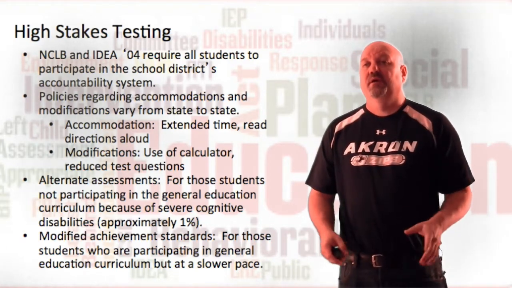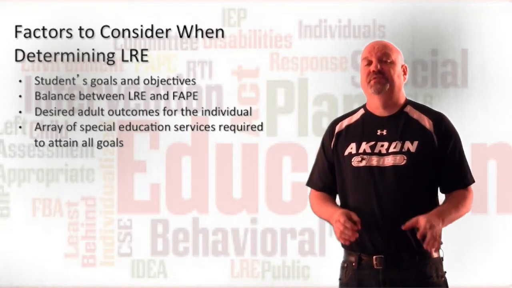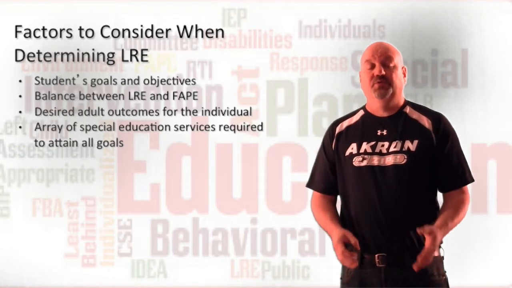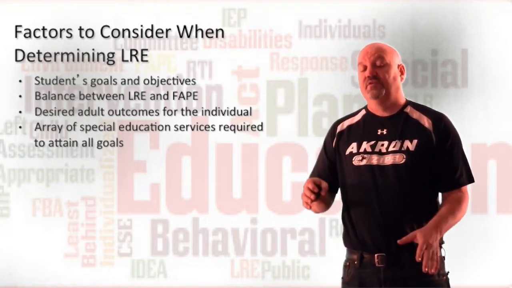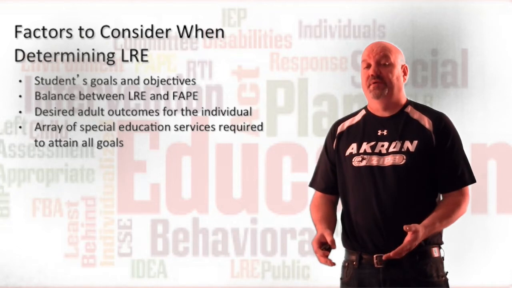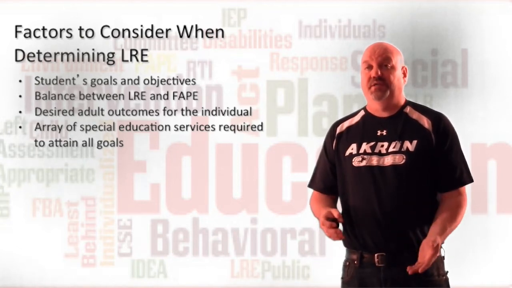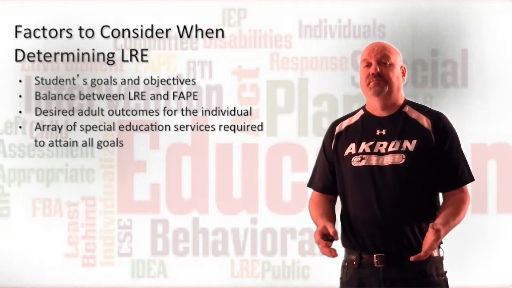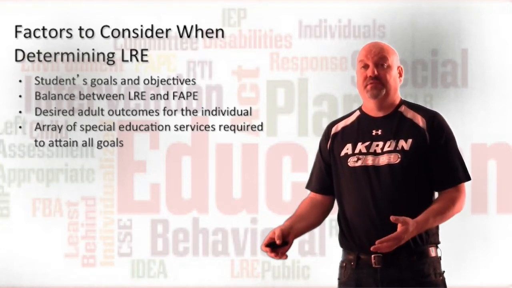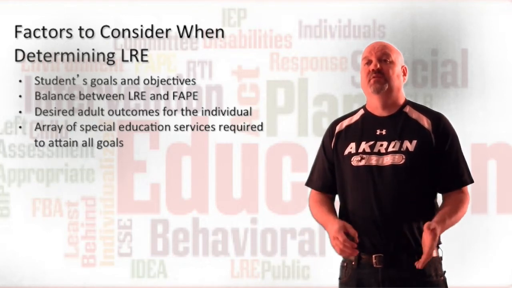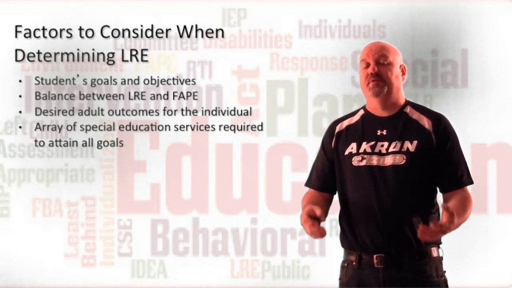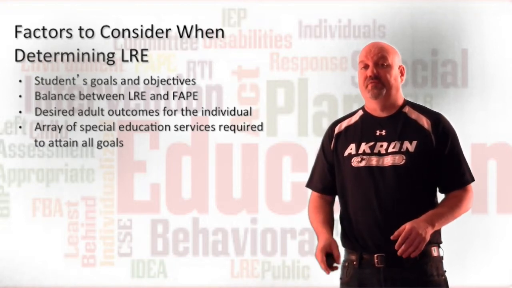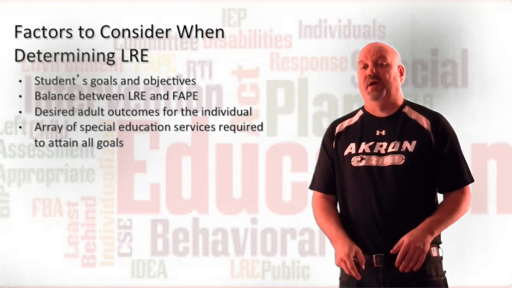When we start determining factors when it comes to determining the least restrictive environment, we need to look at the students' goals and objectives. Is there a good balance between the least restrictive environment and their free and appropriate public education? What are the desired outcomes for the individual after graduation? And what is the array of special education services that are going to be required for the students to attain their goals? All those are going to be critical factors in the educational planning process.